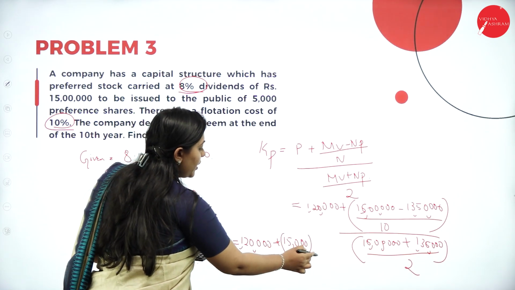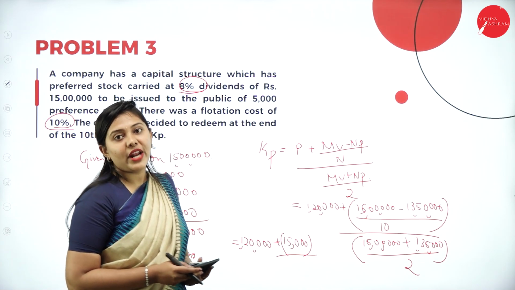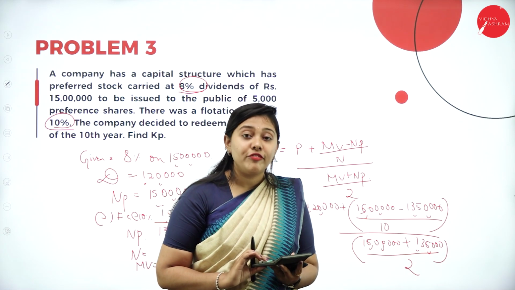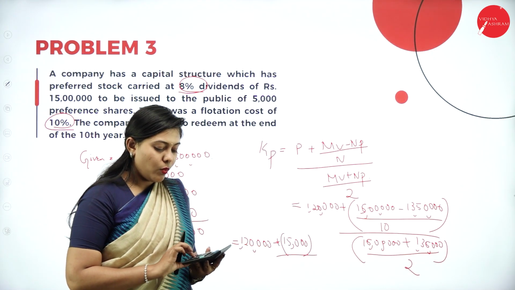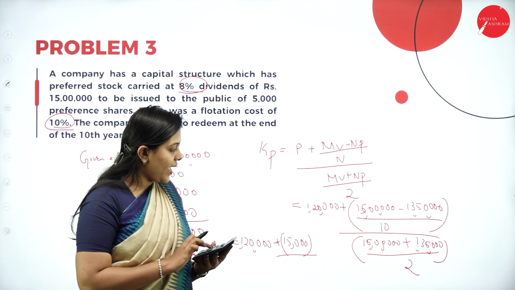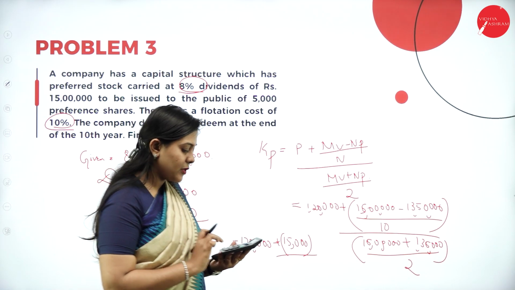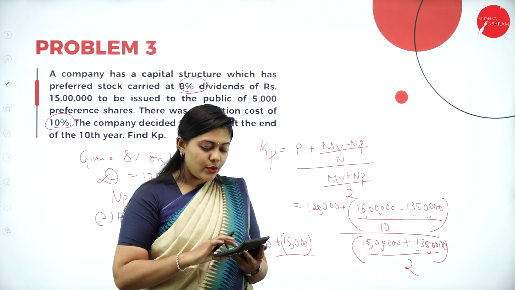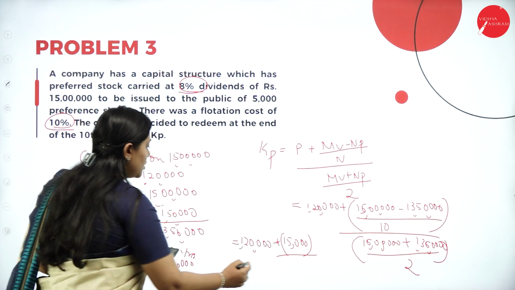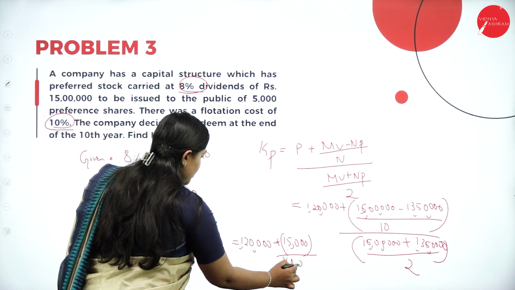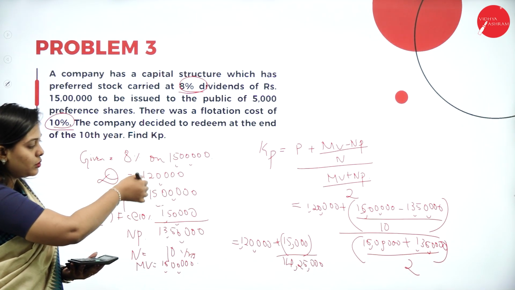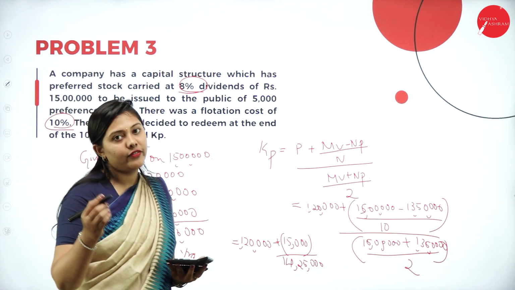15,000 divided by... now let us solve the second bracket. So 15 lakh plus 13 lakh 50,000. It will be 28 lakh 50,000 divided by 2. It will be around 14 lakh 25,000. So now we have to add the number with the dividend amount.